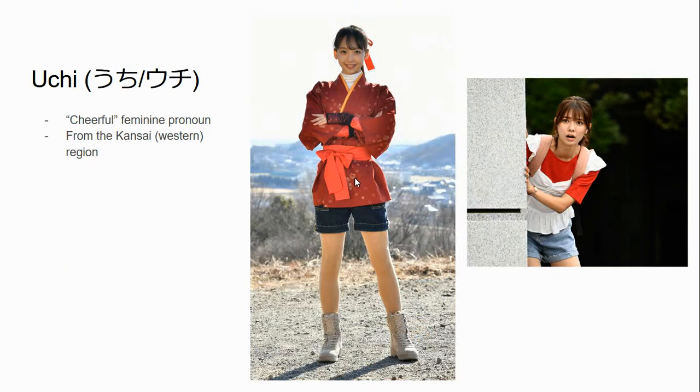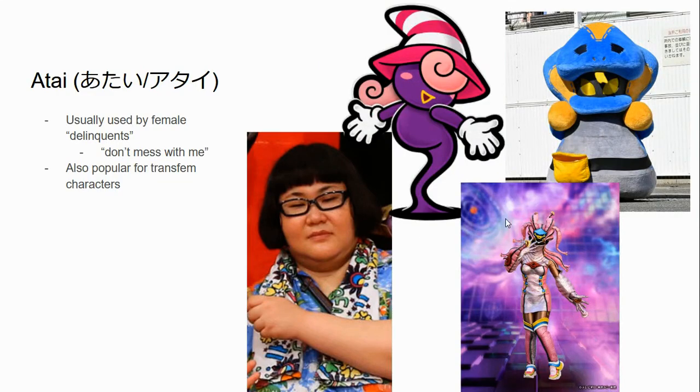Uchi is a girly, feminine, cheerful pronoun originating from the Kansai region, which is Western Japan. It's not that common. I could only find two prominent characters who use it, which is Iroha from Shinobi and Mei from Saber.